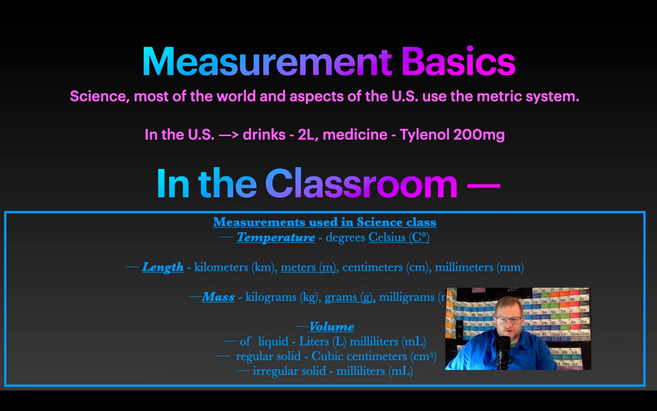Temperature is measured with Celsius degrees. That's different from what we know of Fahrenheit. Length is measured in meters, and that's the base unit, and from there we can go to kilometers, larger, or centimeters, millimeters, smaller. Mass is measured in grams, and then we can go larger, kilograms, or smaller, milligrams. And then volume of a liquid is measured in liters, milliliters, of a regular solid cubic centimeters, and of an irregular solid milliliters.